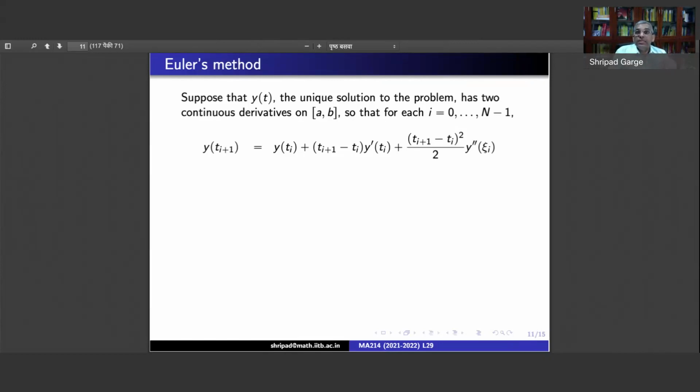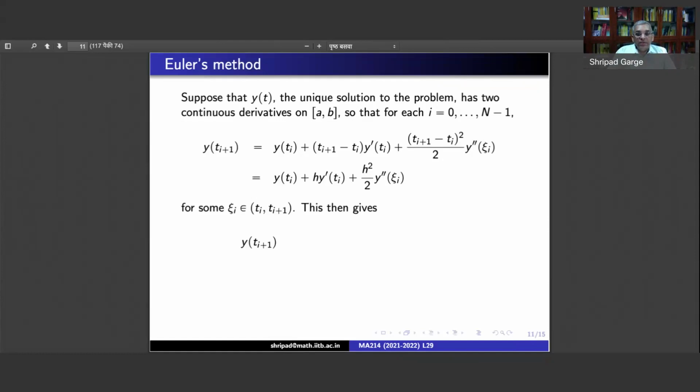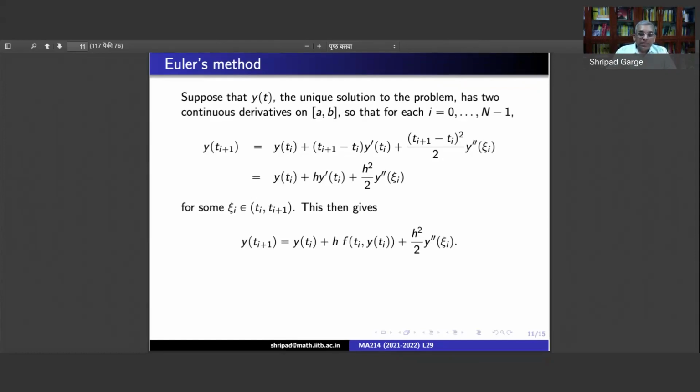But the common distance, the step size, is h, so we get that this is simply y(t_i) plus h y'(t_i) plus h squared by 2 y''(xi_i). And as is very common now in this course, we are going to ignore the error term. So this h squared by 2 y''(xi_i) is going to be ignored, and we get y(t_{i+1}). Okay, so first of all, instead of y'(t_i), because y satisfies the differential equation, we will simply write f(t_i, y(t_i)).